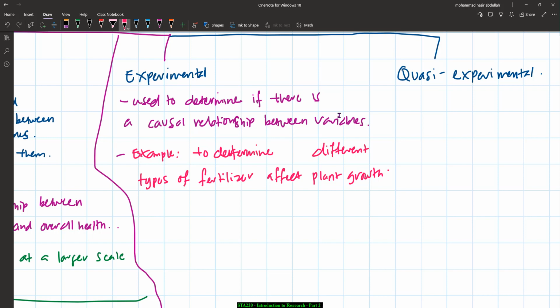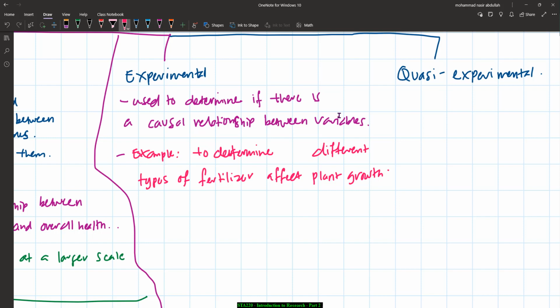Setiap sebulan berapa ketinggian dia membesar kan, contoh. And compare the result by group, right? Between groups, right? To see which fertilizer give more effective result. Boleh? Maybe itu adalah experimental lah. We can divide and observe.